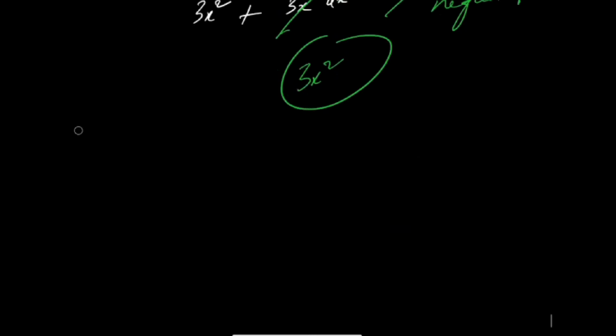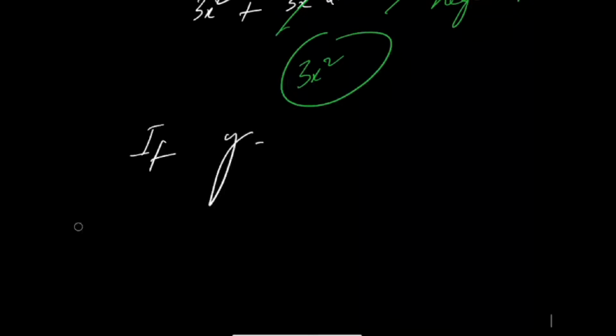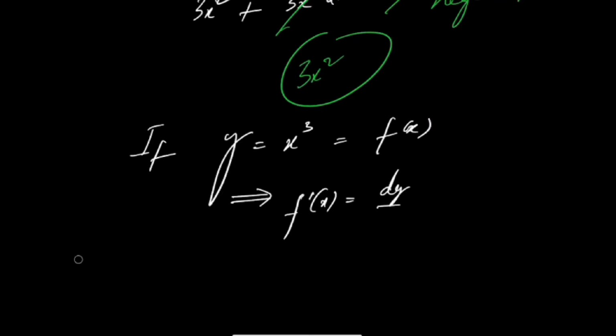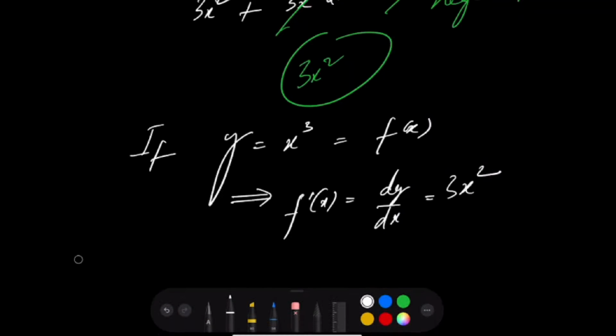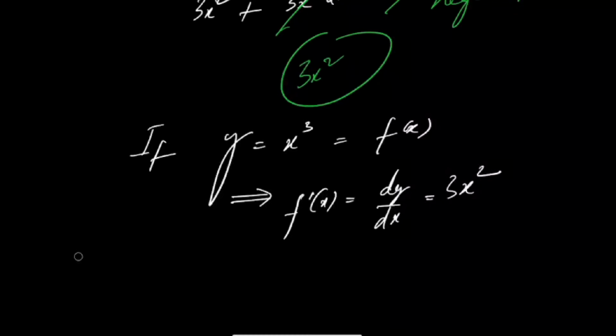Conclusion is, if y equals x cube, which is equal to f of x, then f dash of x is equal to dy by dx is equal to 3x squared. Clear? So we derived derivatives for three functions till now. Anyway, I'll give you an alternate proof for this thing.